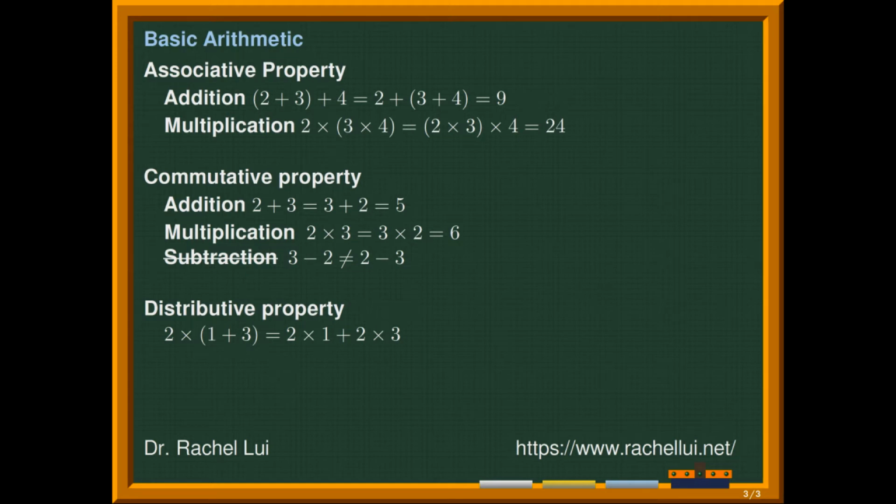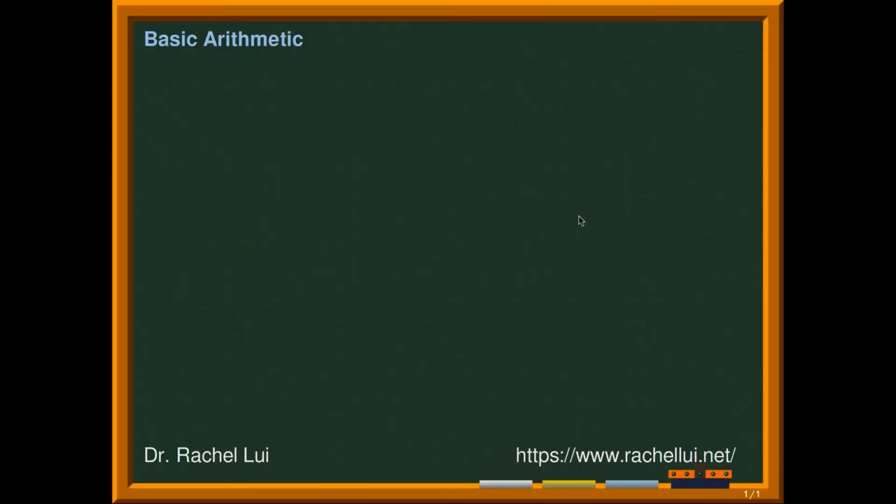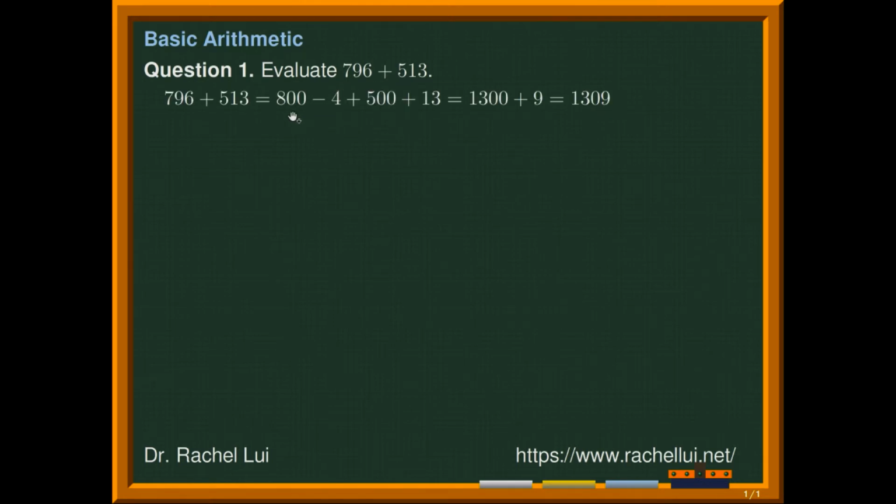So right now I will start with the first examples, which make use of groups of tens or multiples of tens. We'll work on 7 questions, and we'll write numbers in a form which involves multiples of tens or hundreds. So we will start with question number 1. Evaluate 796 plus 513. So we are going to write 796 as 800 minus 4.